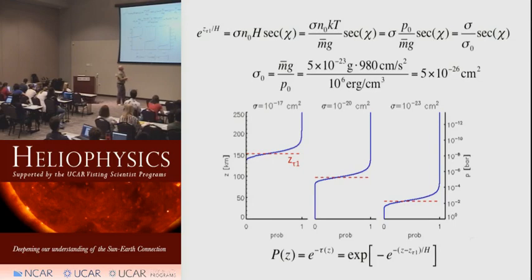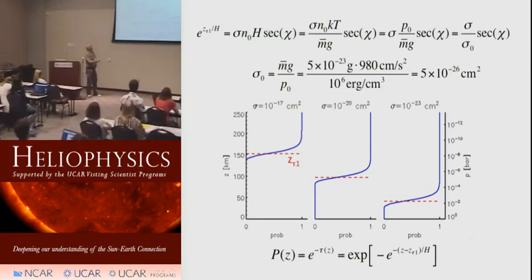And if my scattering cross-section is bigger than that, my absorption cross-section is bigger than that, then my tau equals 1 surface must be higher up than the ground. If it's smaller, then tau equals 1 would be below my feet. That doesn't really mean anything, okay? But that's just basically it.